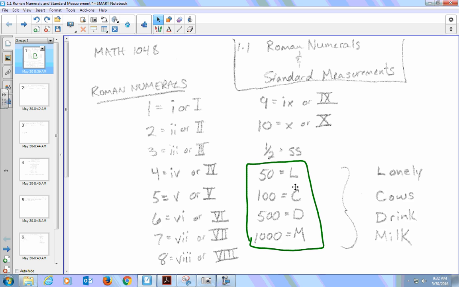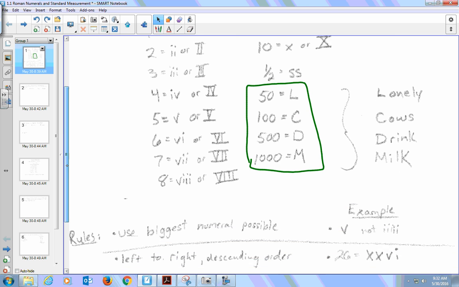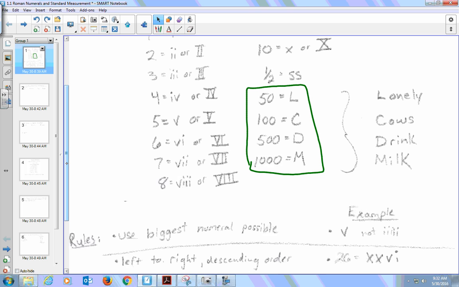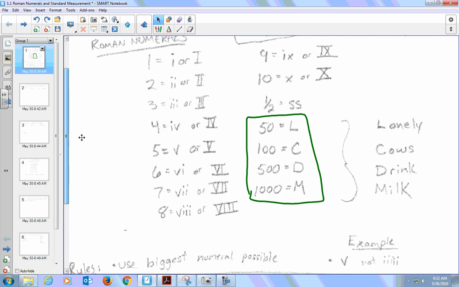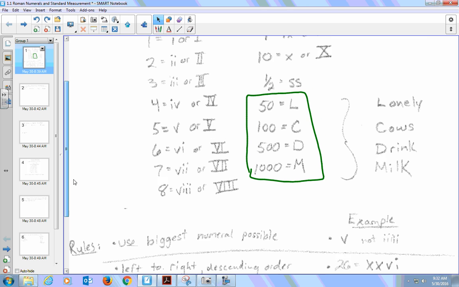A good mnemonic device to use to remember that is lonely cows drink milk. Keeps it in the same order. The increments you just are going to have to memorize are 50, 100, 500, and 1,000. Rules. Now there are certain rules because you'll notice if we're looking at, for example, 4 or 9, those look a little bit funny, okay? And we'll get to that in just a second.